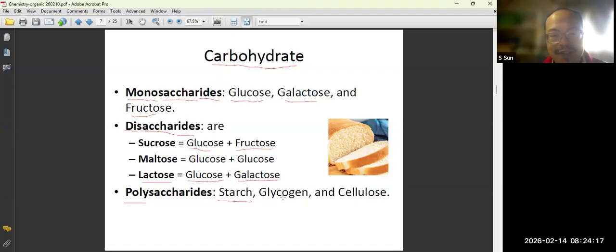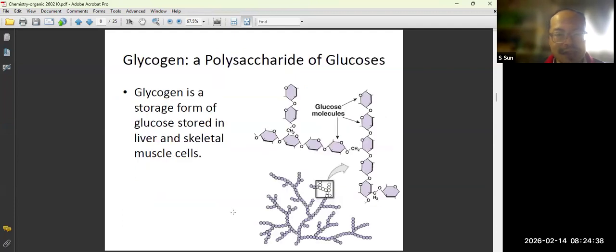So starch, glycogen, and cellulose, these three are common examples of polysaccharides. Our body can digest starch. Starch is basically formed by glucose, all glucose together. I can show here starch right here. Glycogen, same thing. All of this is glucose.